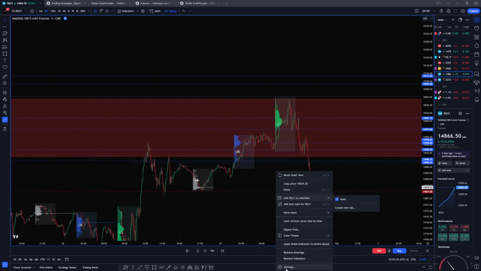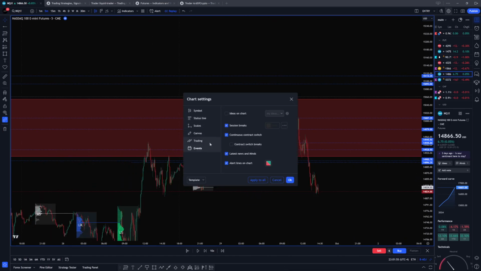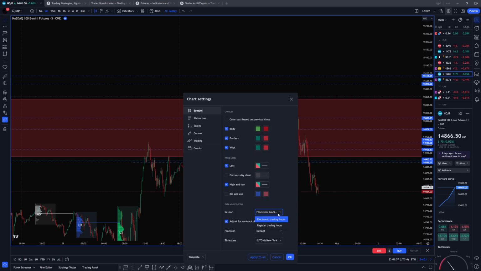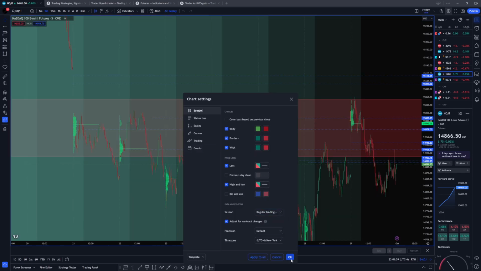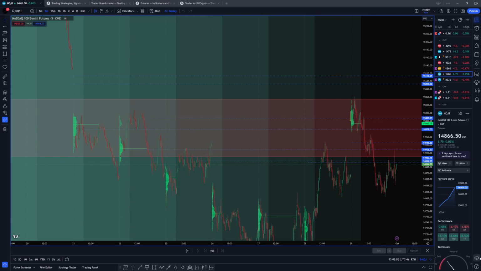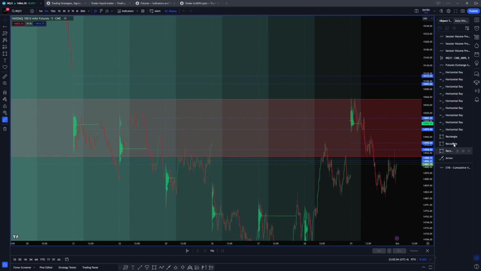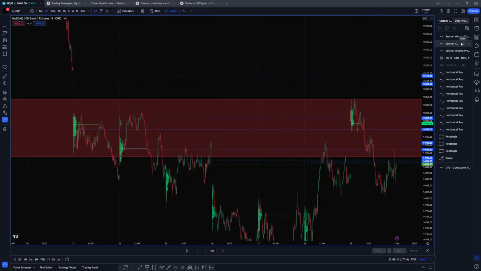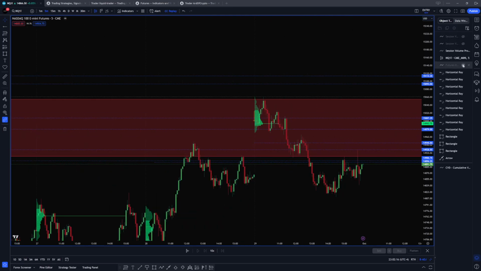Now, the way that you really see this, if you do this, go to symbol, change it to regular trading hours. Okay, what I'm gonna do, I'm going to hide that, hide that, hide that. Look at that.